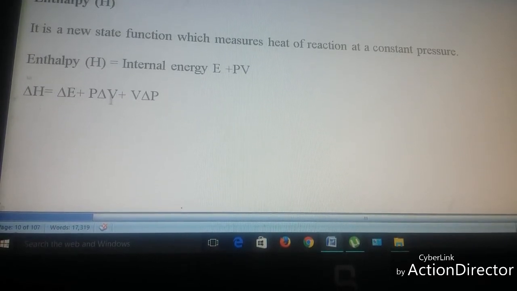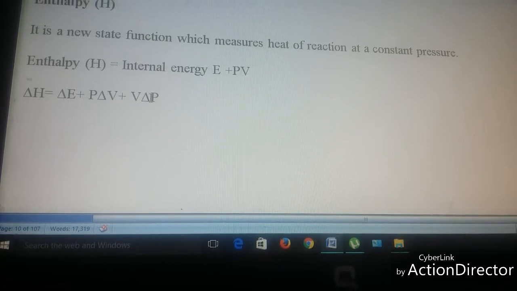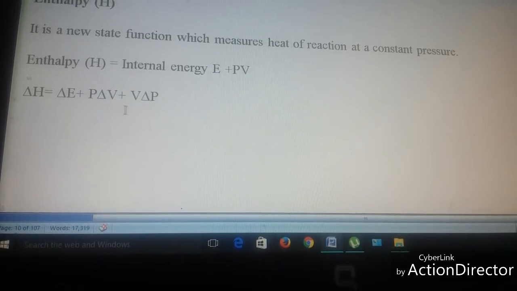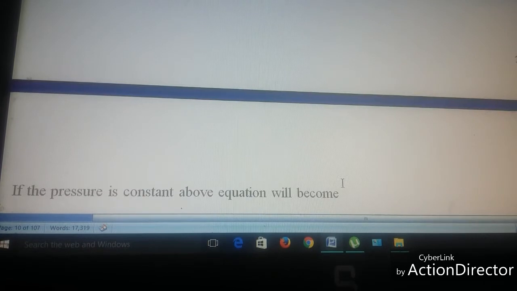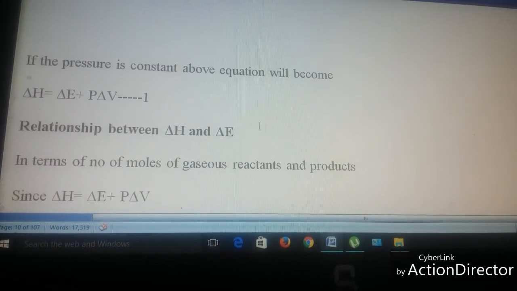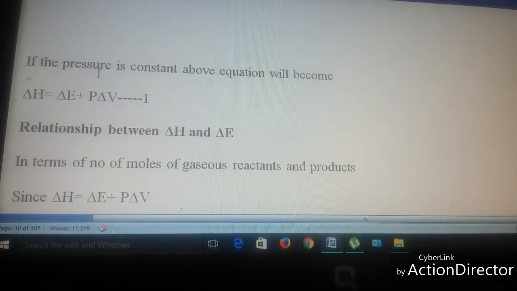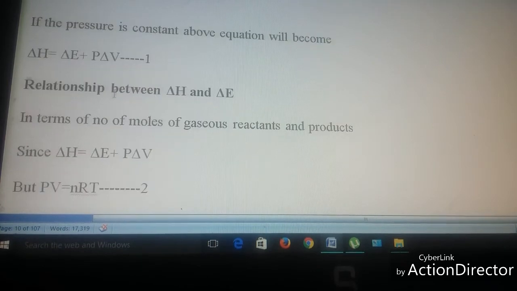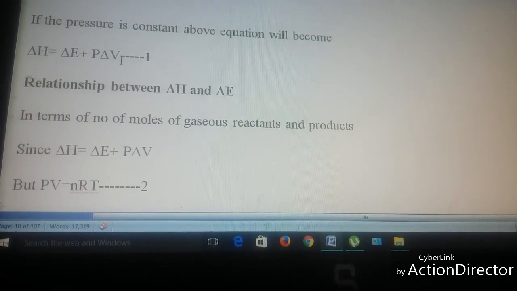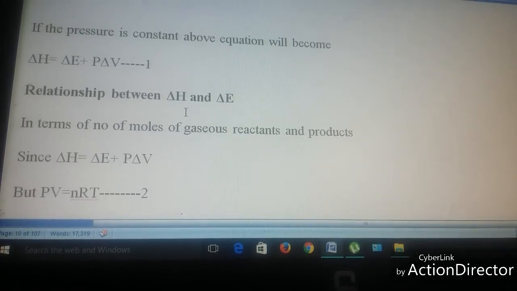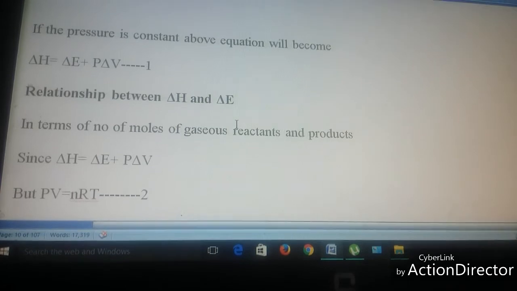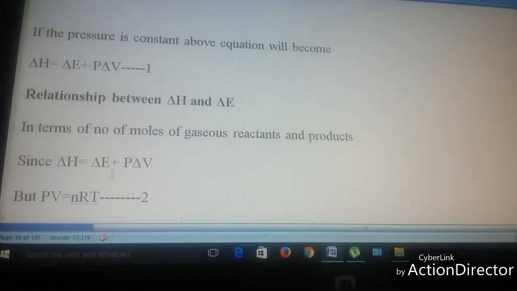one time you will be changing the volume, other time you will be changing the pressure. So it will be P delta V and V delta P. Now let us say if pressure is constant, so delta H is equal to delta E plus P delta V. Now let us try to find the relationship between the enthalpy and internal energy in terms of number of moles of gaseous reactant and product.